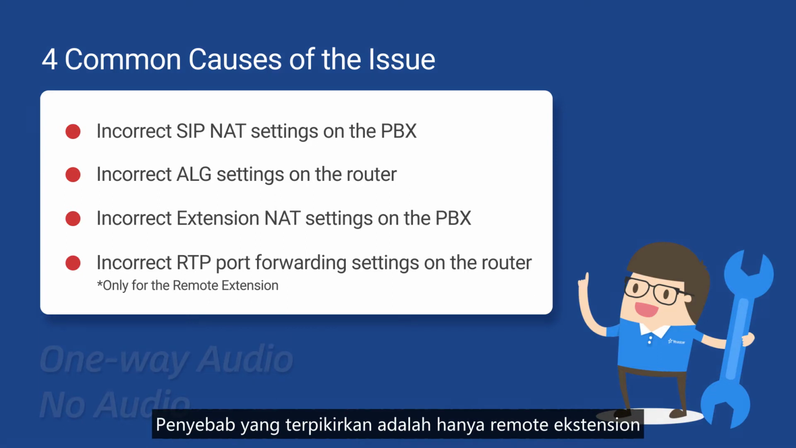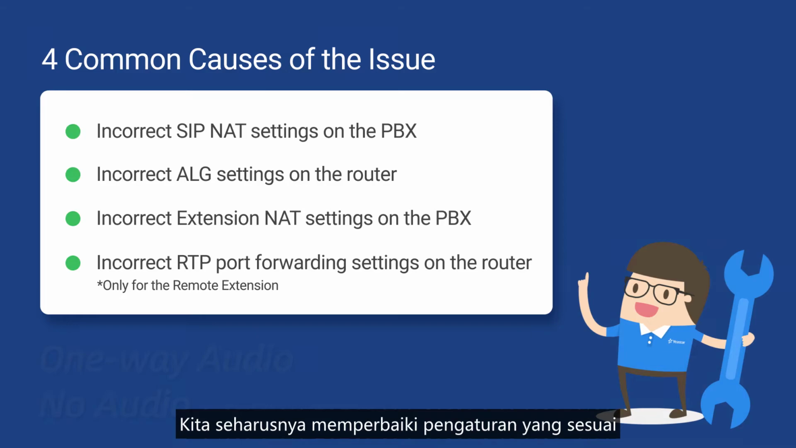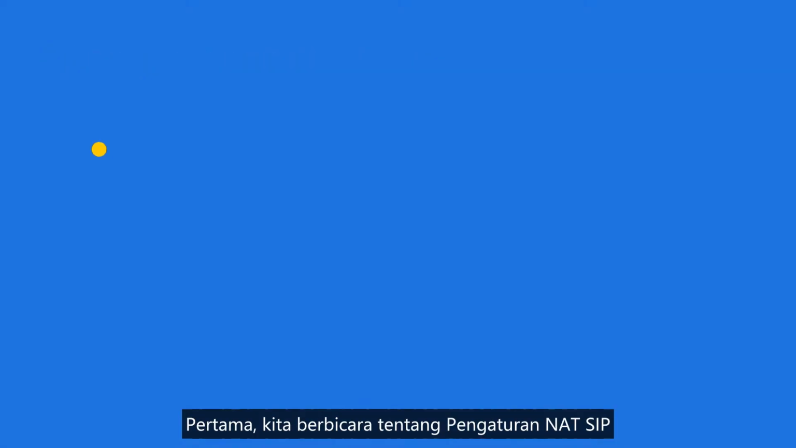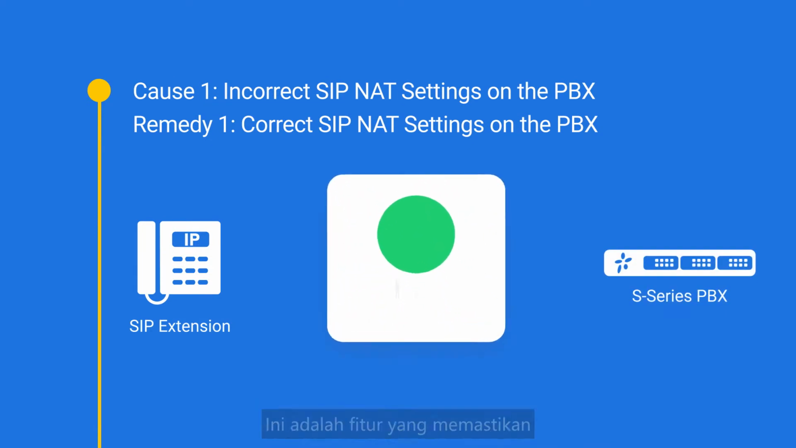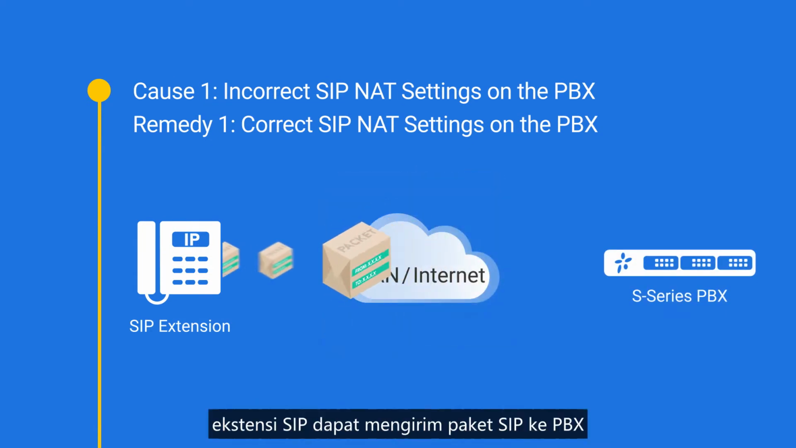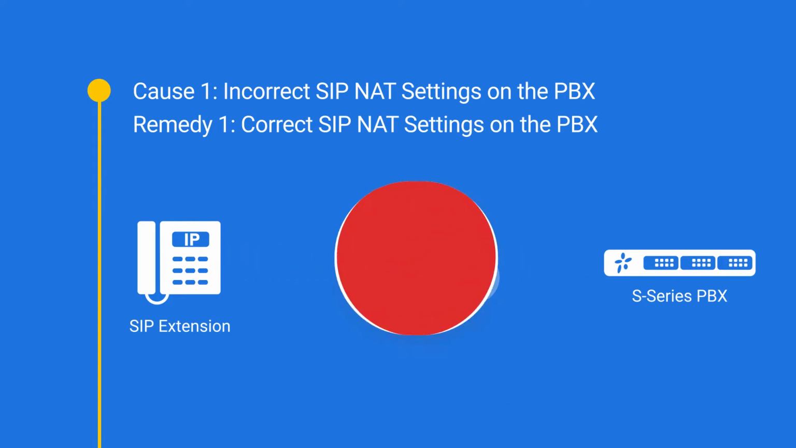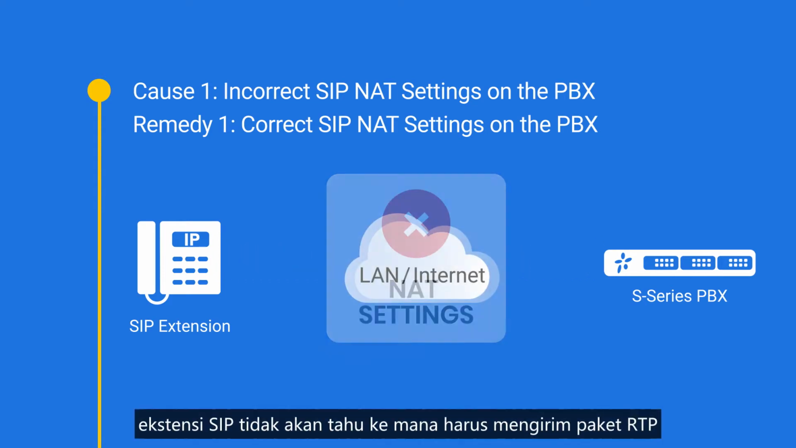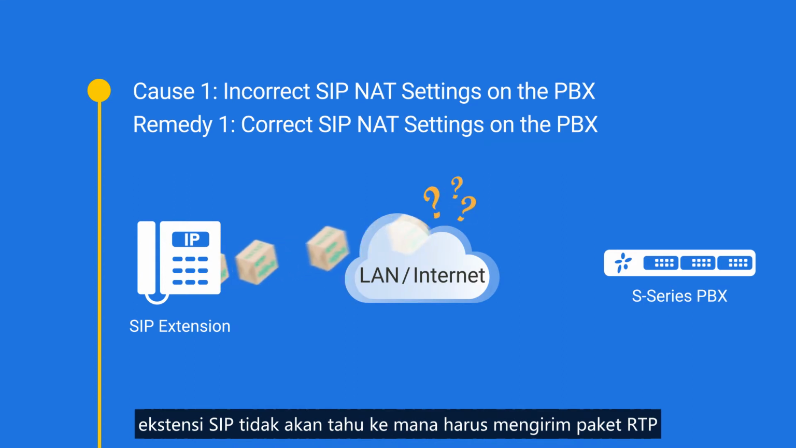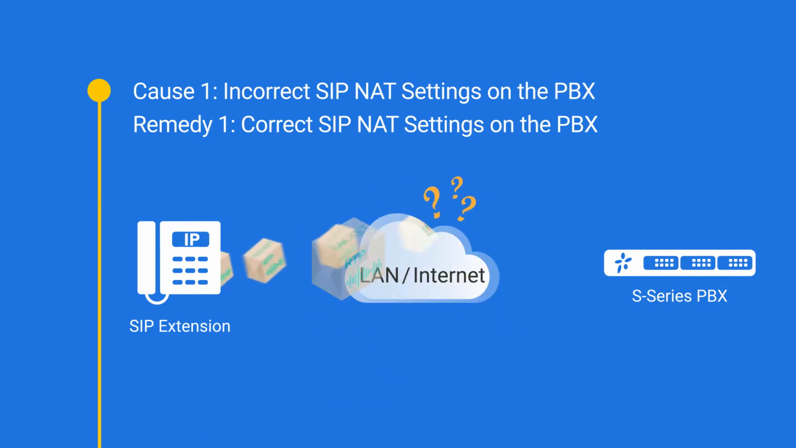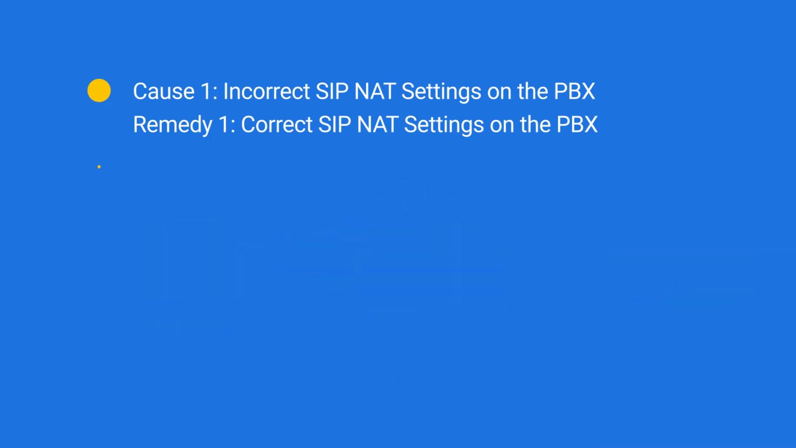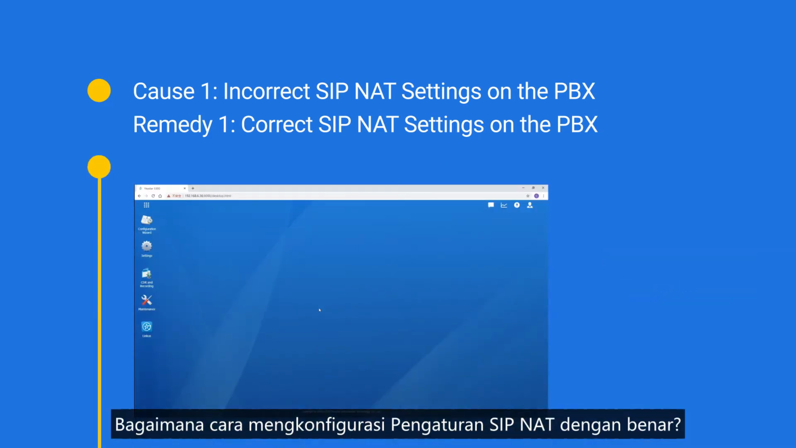Please mind that the last cause is only for the remote extension. So we're supposed to correct the corresponding settings. Firstly, let's talk about SIP NAT settings. It is a feature that makes sure the SIP extension can send SIP packets to the PBX successfully via LAN and the Internet. If not configured correctly, the SIP extension won't know where to send the RTP packets, a type of SIP packets which carries voice stream. So the problem happens. How to configure SIP NAT settings correctly?